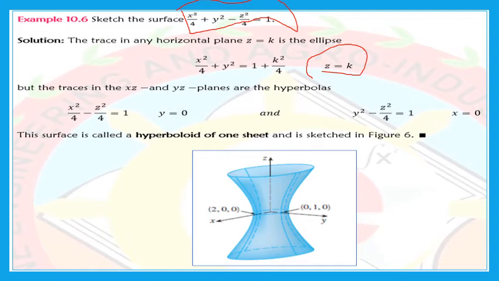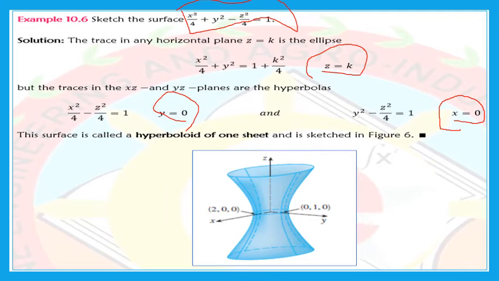But the traces in the xz and yz planes, okay, are hyperbolas. Kung sa xz plane, ibig sabihin nun, ililet natin na 0 si y. So, x squared over 4 minus z squared over 4 equals 1 at y equals 0. And then, kung ililet natin sa yz plane, ang ililet natin na 0 is si x, we get y squared minus z squared over 4 equals 1 at x equals 0. So, hyperbola siya. So, a combination of an ellipse at saka hyperbola. So, ang tawag sa kanila is hyperboloid of one sheet.